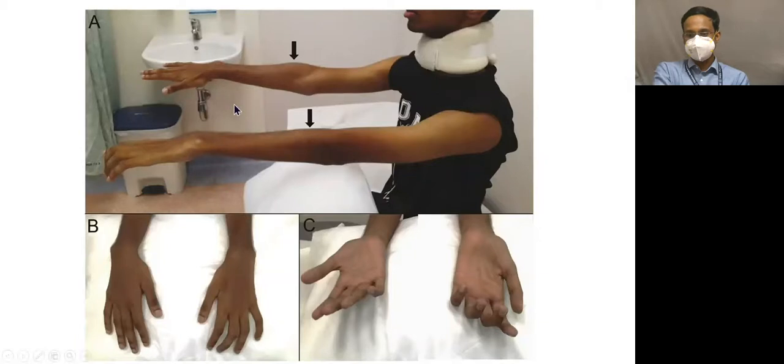And as you can see, there is a finger drop on the left as compared to the right. There is wasting of his forearms, but there is a relative sparing of his brachioradialis. So in a young individual like this, where the disease has been there for 5 years, it has just remained in the same kind of presentation. There are no upper motor neuron findings.